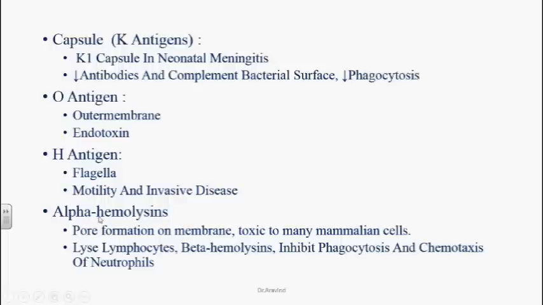And these organisms can secrete alpha hemolysin, which can act as an exotoxin, and this alpha hemolysin can make pores in the membranes of the host cells, and by making pores it can destroy the human cells. So the majority of mammalian cells can get damaged because of alpha hemolysins. They majorly damage lymphocytes, inhibit phagocytosis and chemotaxis of neutrophils, and can act as beta hemolysins even.